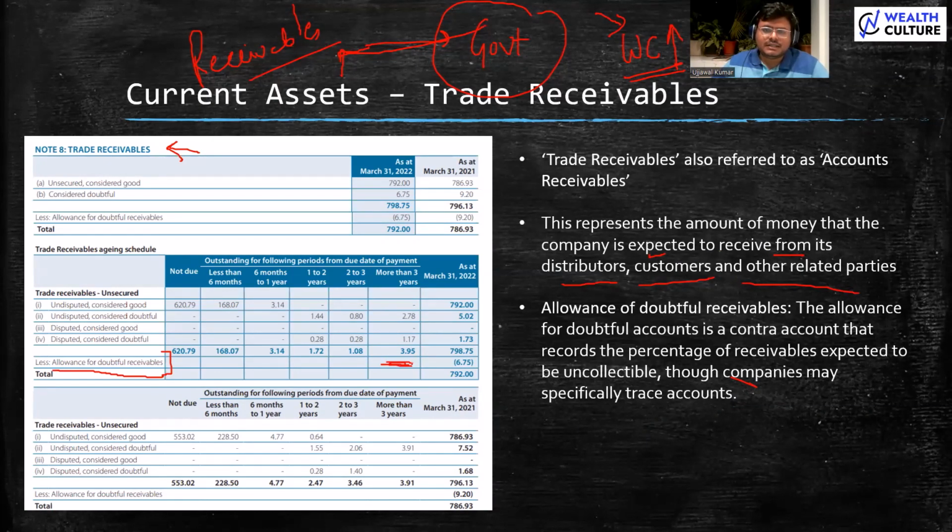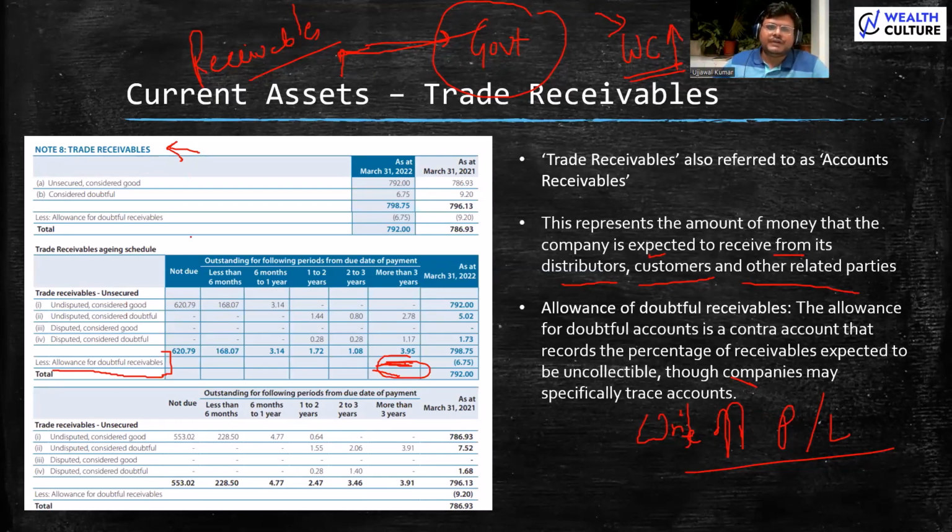And sometimes what happens is that they recognize this doubtful receivable as a write-off in the P&L. As you know, even for banks, it is very relevant. When they owe you money but they don't pay you, then after a period of time, you declare that as an NPA account, and you write off that money in the P&L. So it's a loss. Essentially, that money you had to receive, but you didn't receive. After a point of time, you just give up and you book a loss in the P&L.